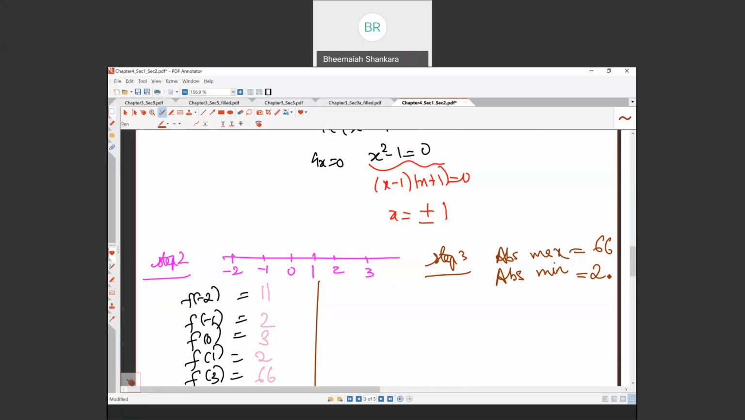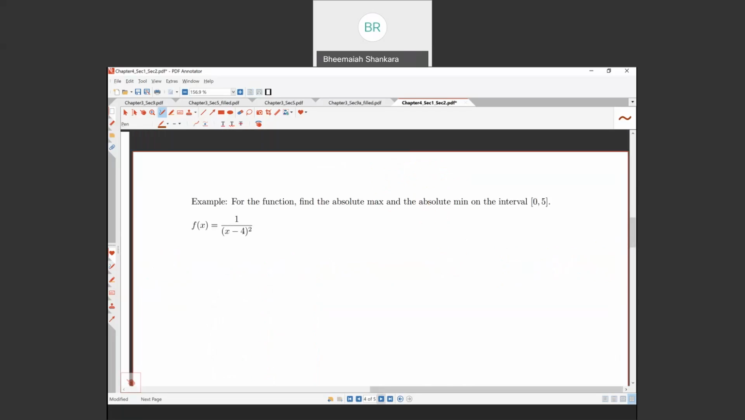The next example, for the function find the max and the minimum value on the interval 0, 5.